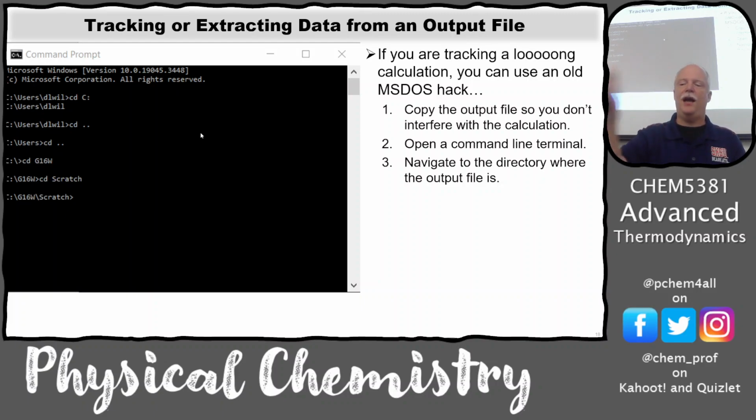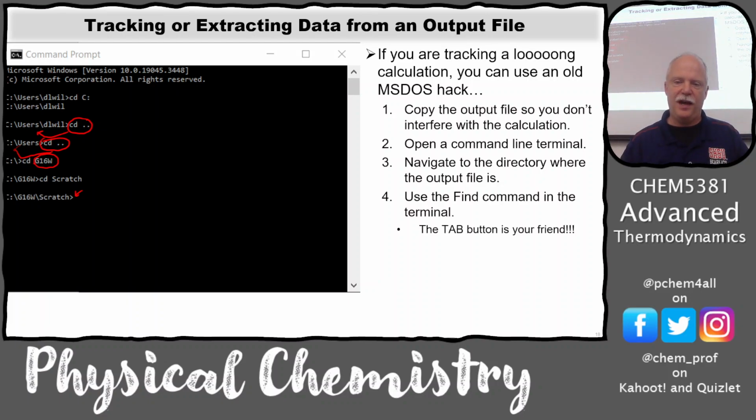So from my user directory, I want to go back to the previous directory. I can take CD, change directory, .. and it goes back one. So now I'm in the user directory. CD .. takes you back to the C drive. Then I go into the Gaussian 16 folder, and then I change directory into the Scratch folder. So now I'm where my calculation inputs and outputs are. Okay, so that's where I'm at in terms of the computer hard drives.